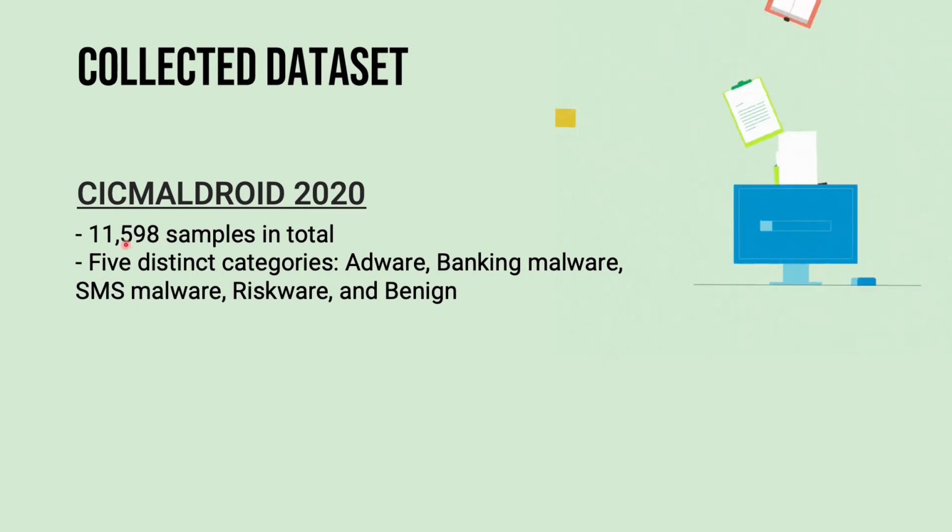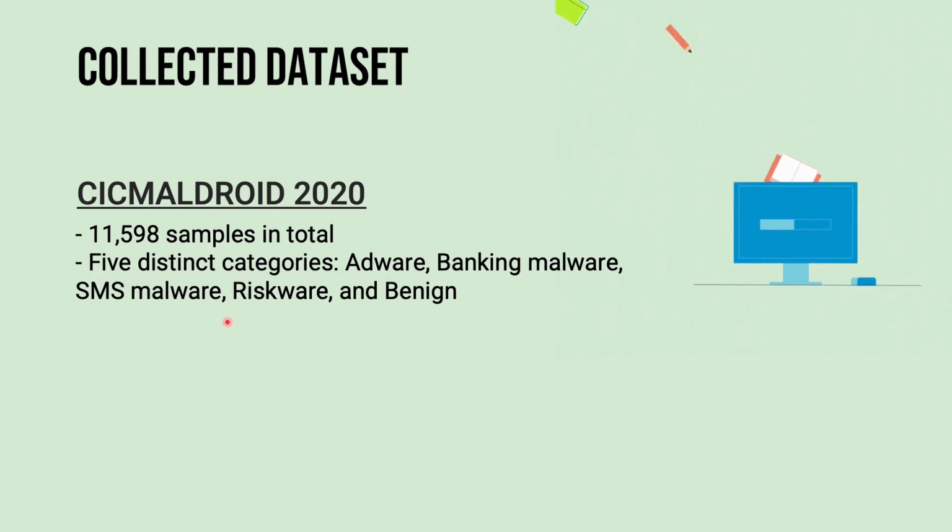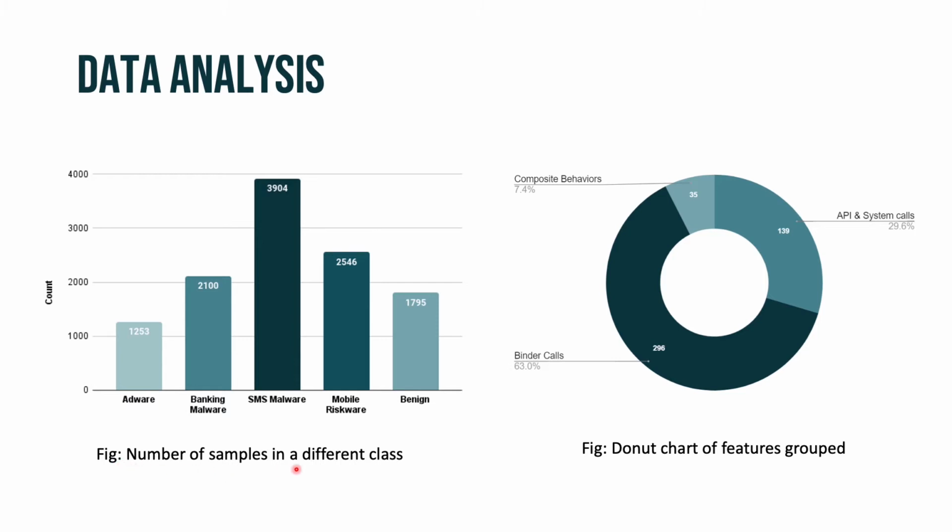The dataset consists of 11,598 samples in total, and it is divided into 5 distinct categories, which are adware, banking malware, SMS malware, riskware, and benign. This is the frequency distribution of our label class. Moreover, the study comprised dynamically observed behaviors, which were split into 3 categories: system calls, binder calls, and composite behaviors.